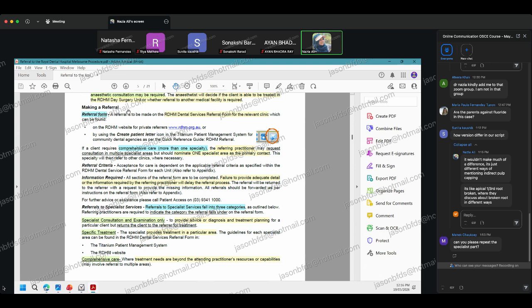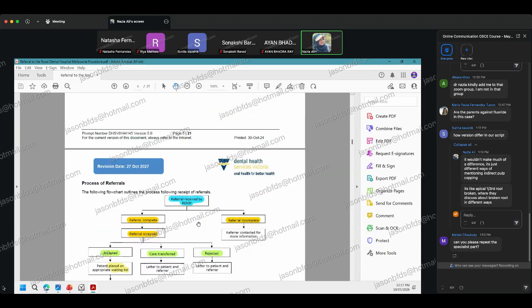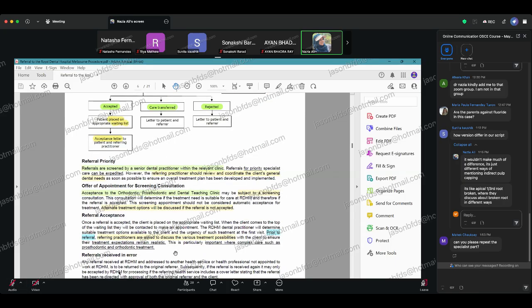Whenever you are making a referral, there are 3 categories of referral. When you're referring, 1, you're referring for a specialist consultation and examination only. 2, you want a specific treatment done in that area. Or 3, you want comprehensive care where the treatment needs are beyond the attending practitioner's capabilities. And then you make that referral.